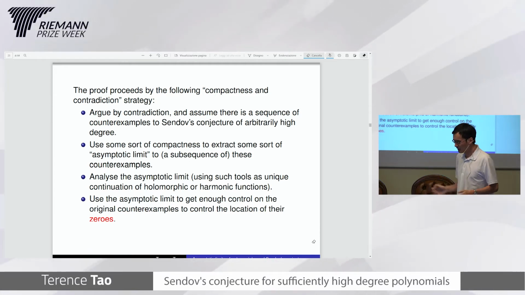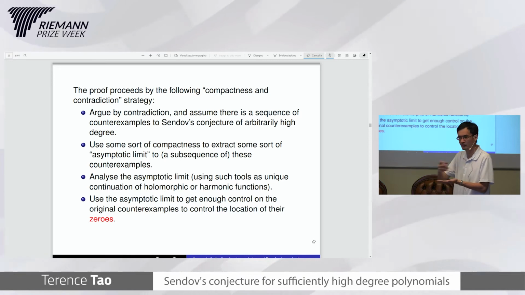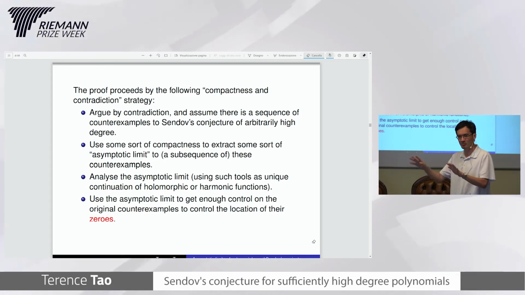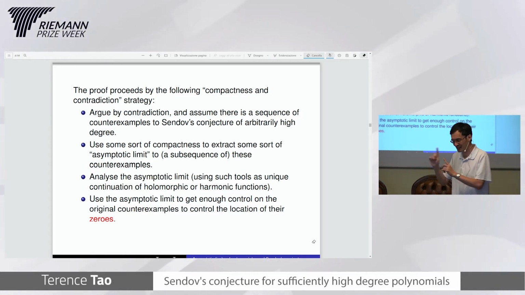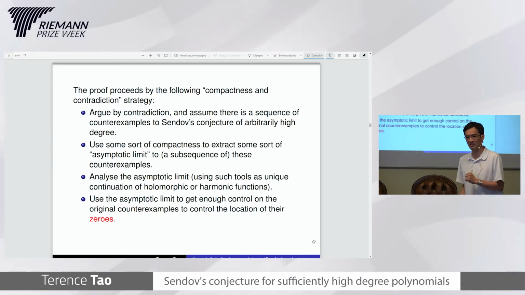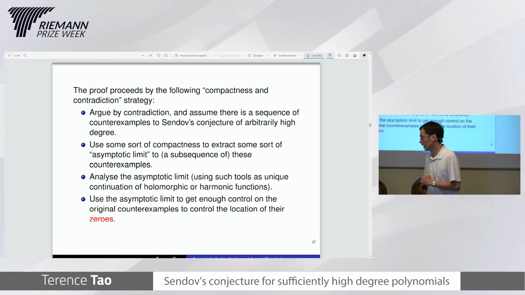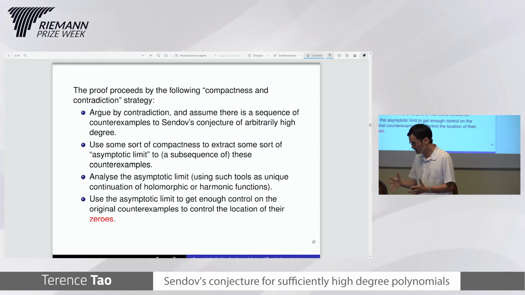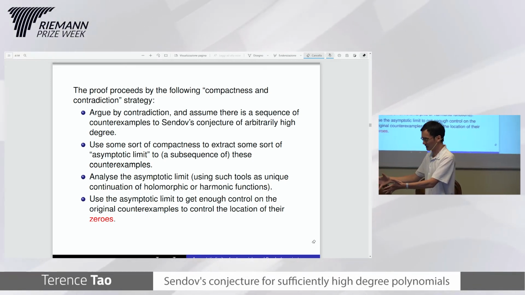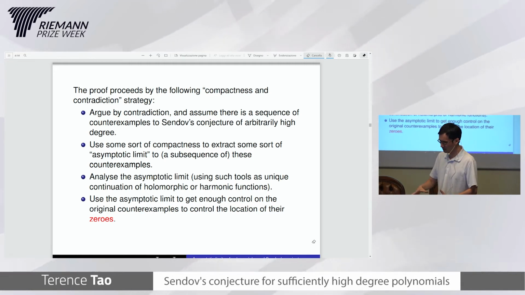Then you need to somehow hope that something is compact. Somewhere within this sequence of polynomials, there's some subsequence that converges to something. What converges means, we'll have to come to that. You have to choose the right notion of convergence in order to get a limit. But hopefully, these counterexamples converge to some limit.